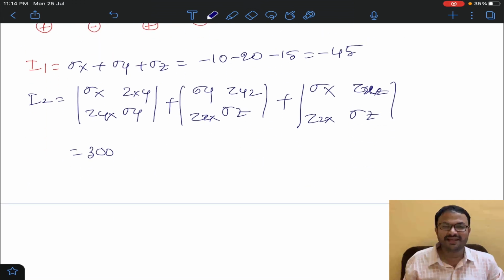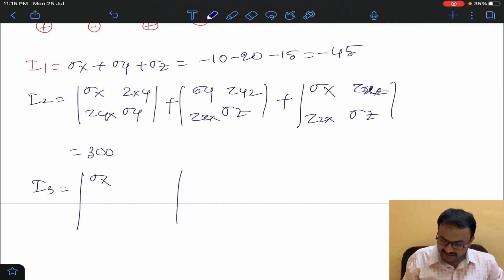It is not 300 rupees. Okay, it is 300 because he hasn't given units; he asked us to calculate in MPa, so all the values might be given in MPa itself. And finally, I3 is the determinant of the given matrix.